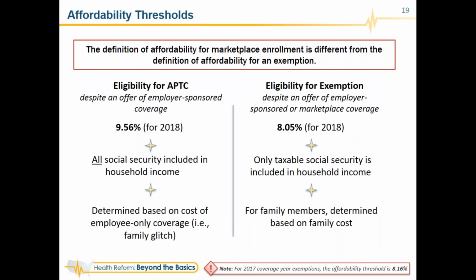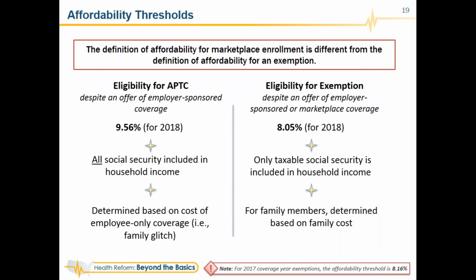But let's now switch gears and think about what happens on the exemption side. We have a very different definition of affordability. In this case, you may be eligible for exemption if your insurance, whether it's employer-sponsored coverage or your subsidized marketplace coverage, costs more than 8.05%. So there's a lower dollar threshold for the affordability exemption. We're also only including taxable Social Security. We're not including the non-taxable Social Security. So that might also make a big impact for individuals.